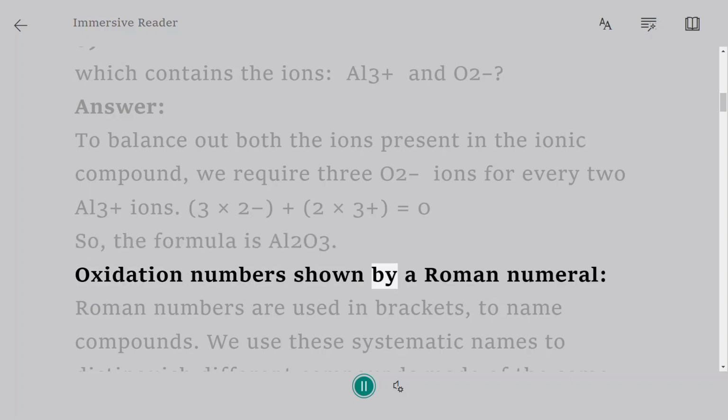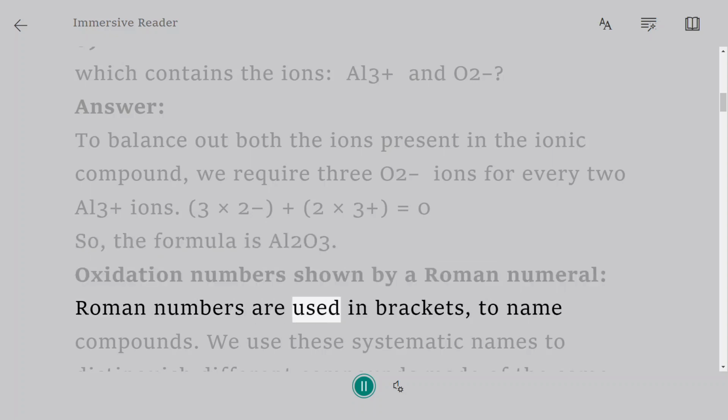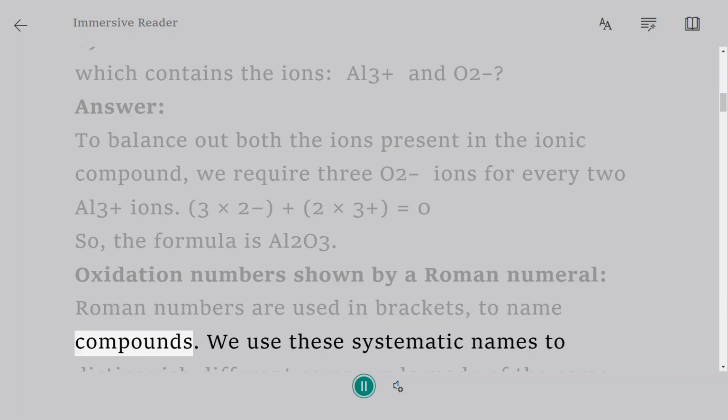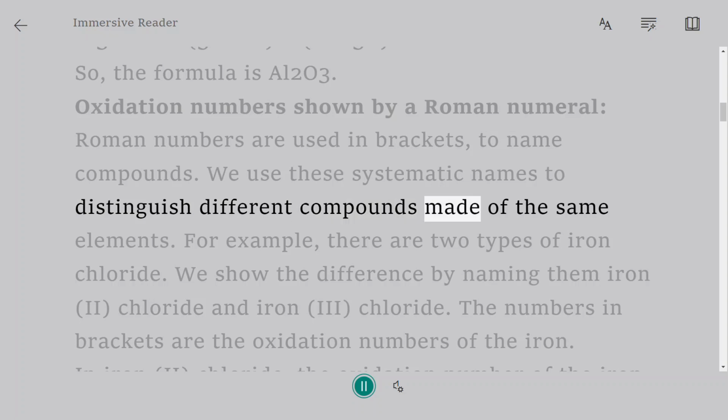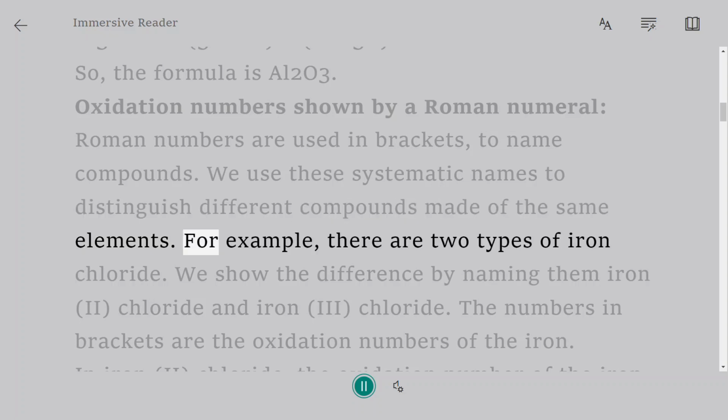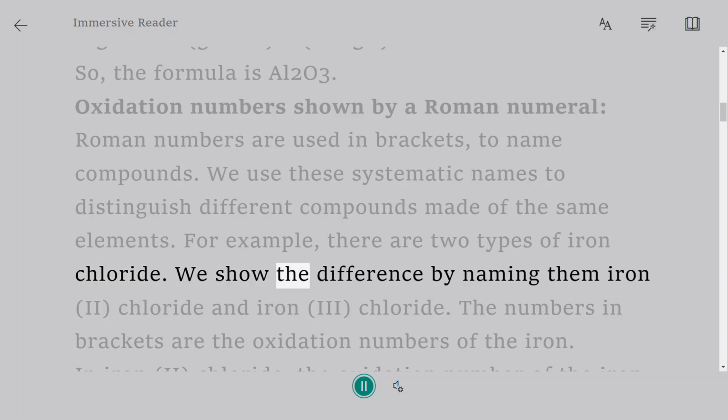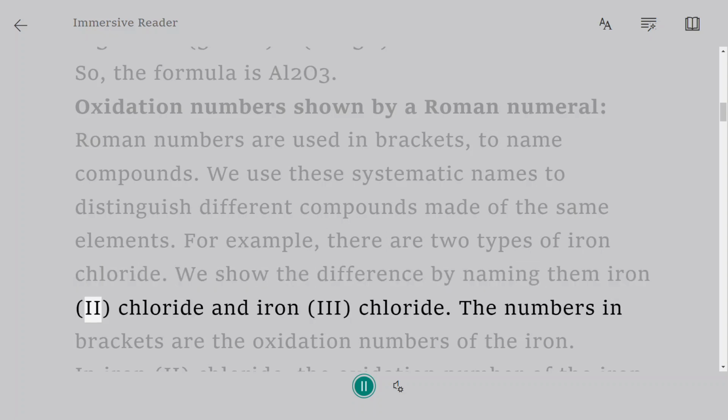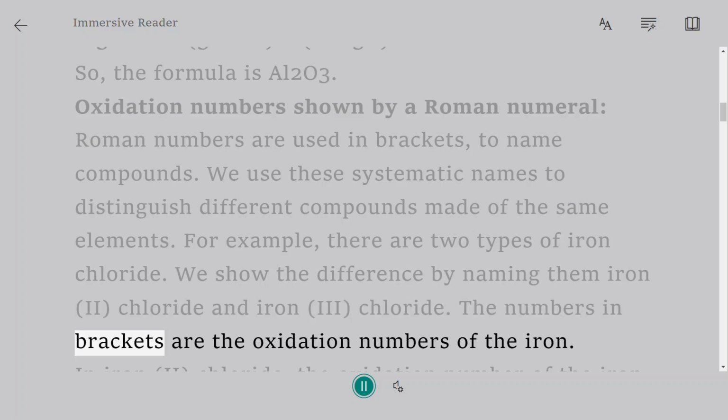Oxidation numbers shown by a Roman numeral. Roman numbers are used in brackets to name compounds. We use these systematic names to distinguish different compounds made of the same elements. For example, there are 2 types of iron chloride. We show the difference by naming them iron(II) chloride and iron(III) chloride. The numbers in brackets are the oxidation numbers of the iron.